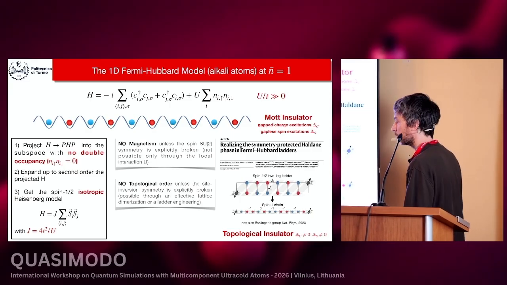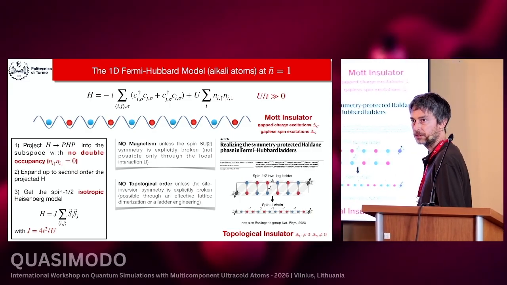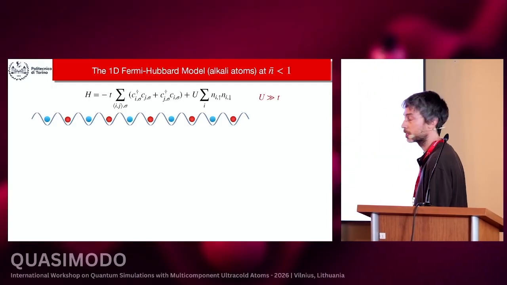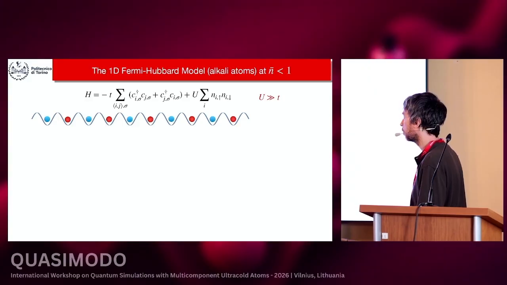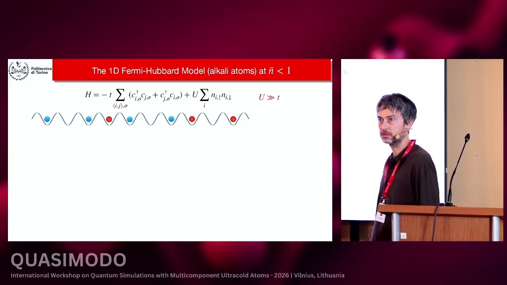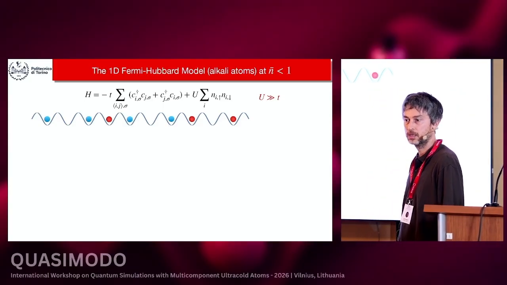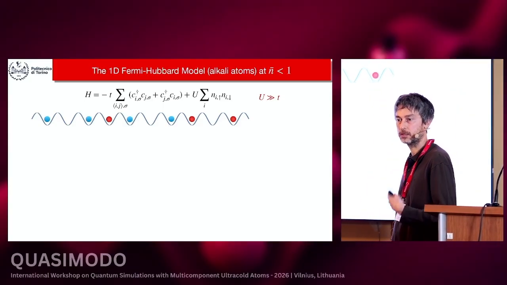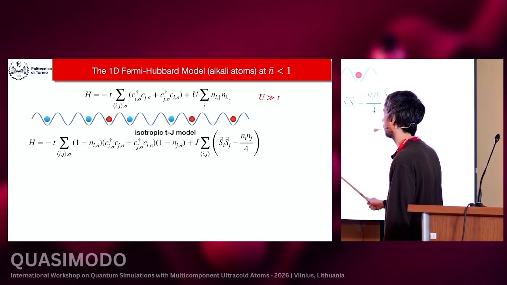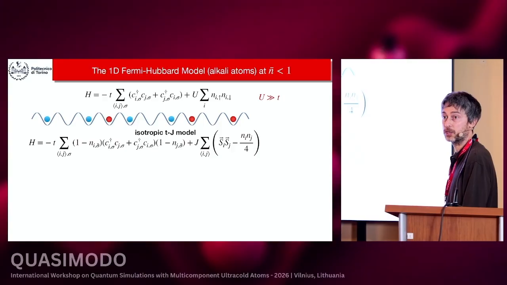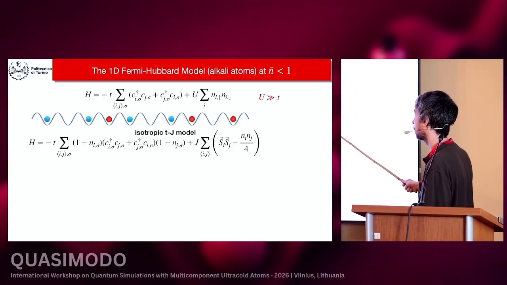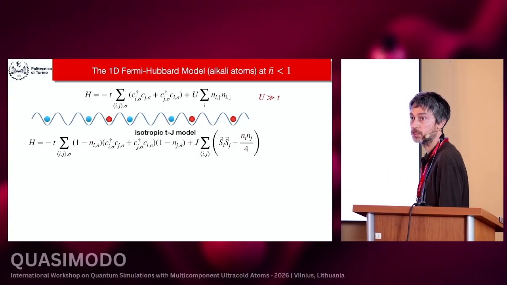The situation is completely different if we work in a regime where now the density is smaller than 1, but still in the perturbative regime. Of course, if we remove particles, we can try to follow the same procedure as before. In particular, projecting this Hamiltonian into the same subspace with no double occupancies, expanding everything, we end up with the equally famous isotropic t-J model. You can see that again there is the emergence, perturbatively of course, of this effective SU(2) symmetric spin-spin interaction.